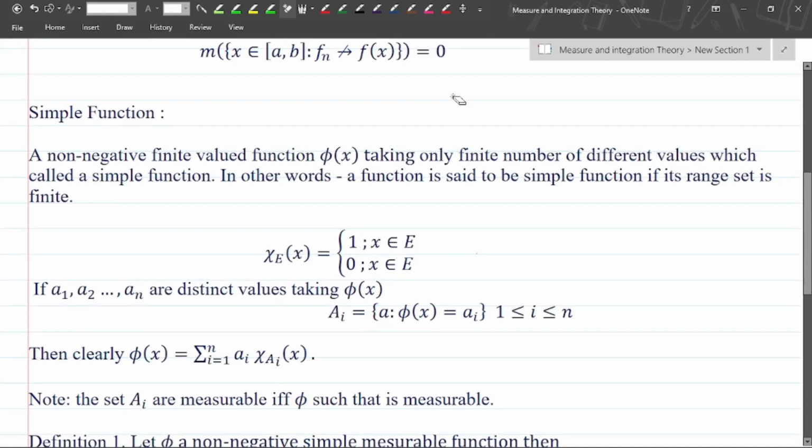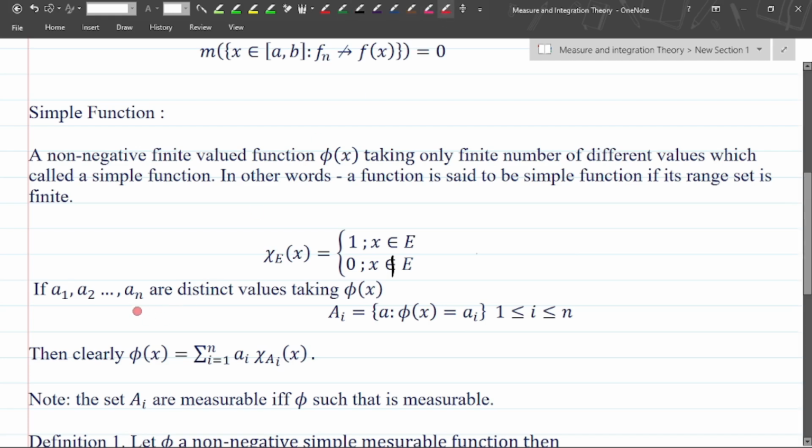Next we have the simple function. A simple function is a non-negative, finite-valued function f(x) taking only a finite number of different values. It means the range set of the function is finite, containing a finite number of elements. The characteristic function is an example of a simple function: if x belongs to E it is 1, and if x does not belong to E it is 0. It is the characteristic function of the set.